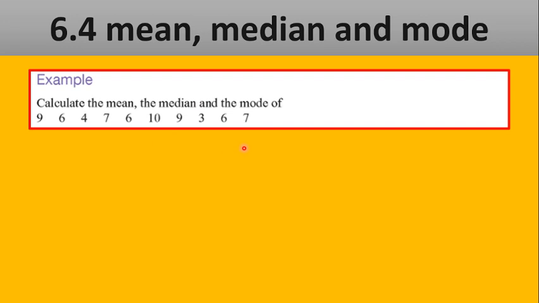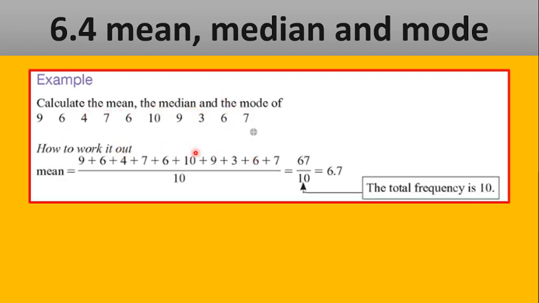Let's take a look at one last example. If you have this set of numbers, I want you to calculate the mean, the median, and the mode. If we start with the mean, het gemiddelde, I'm going to add them all up and divide them by the total frequency. There are 1, 2, 3, 4, 5, 6, 7, 8, 9, 10 numbers. So add them all up, divide them by 10, and the mean is going to be 6.7.